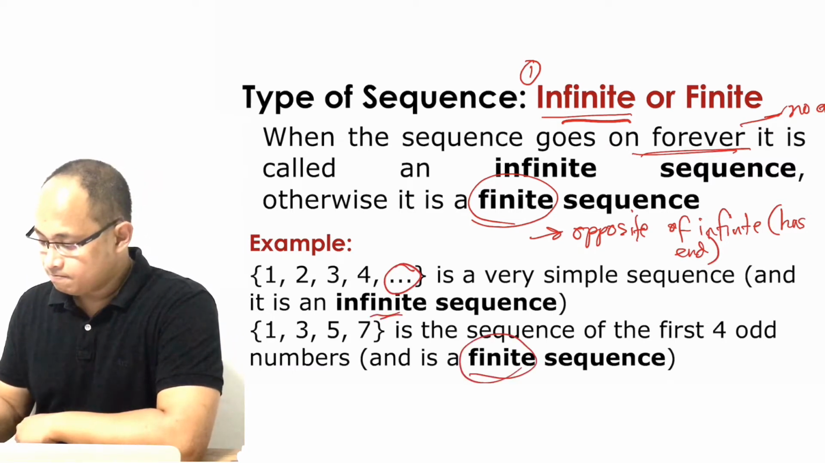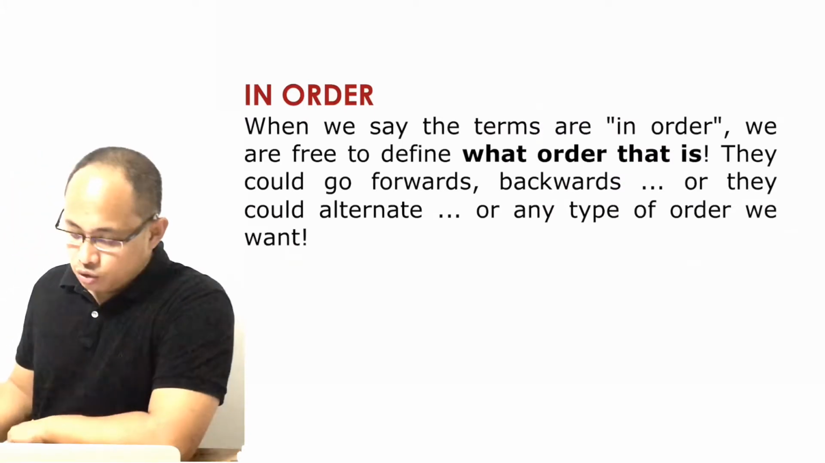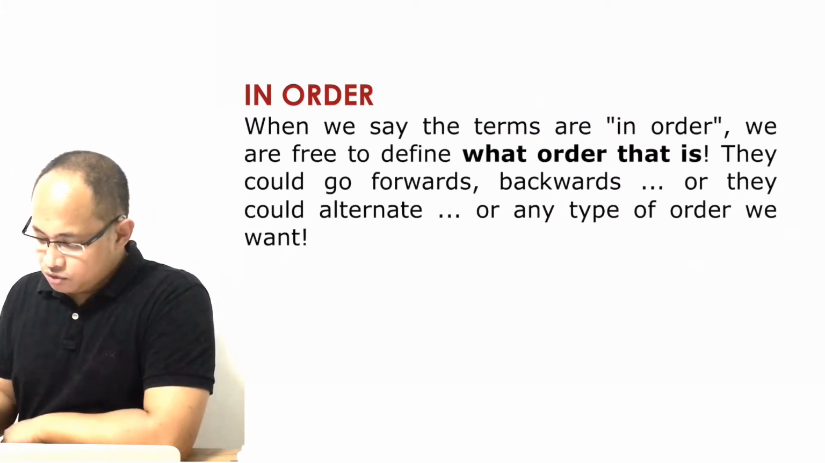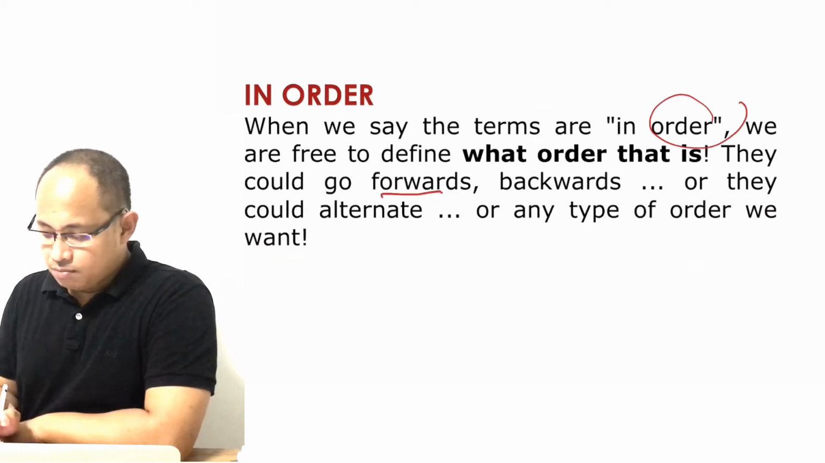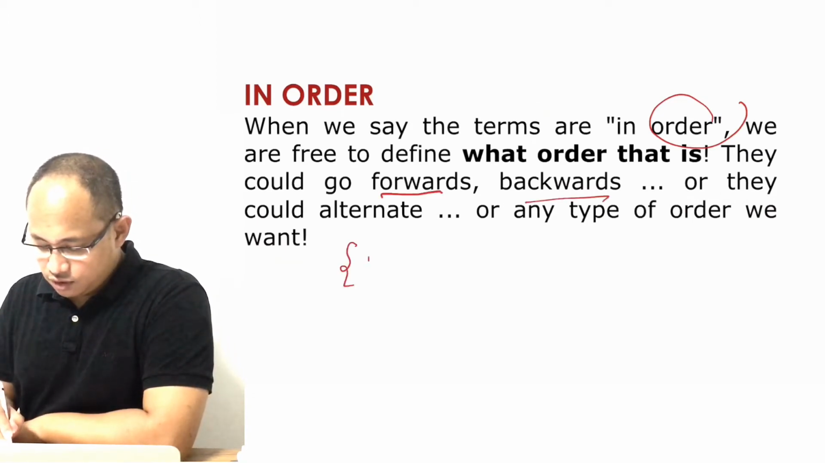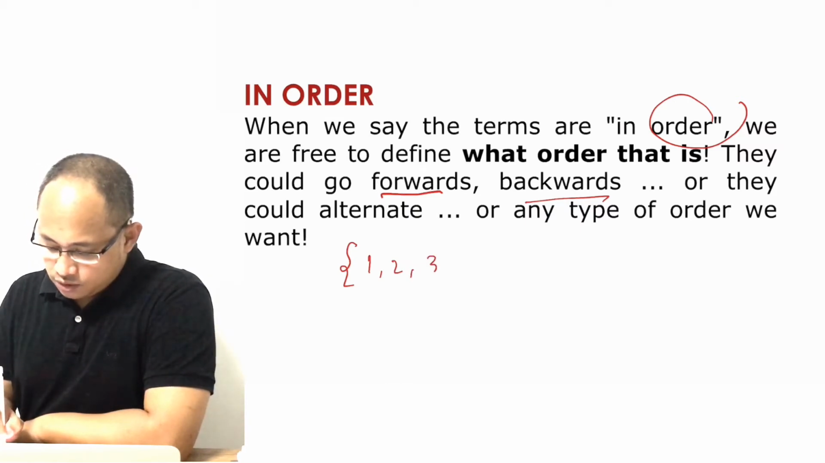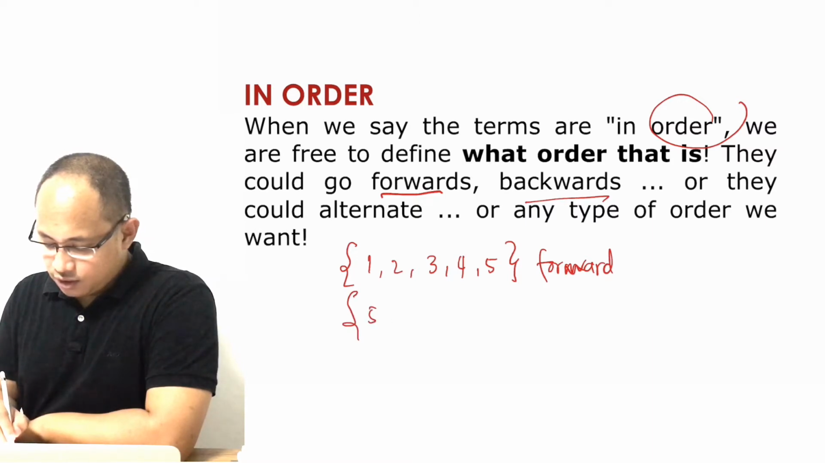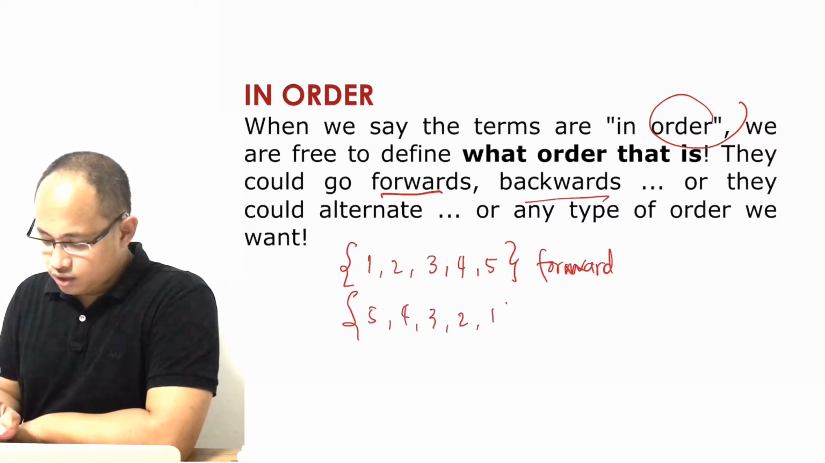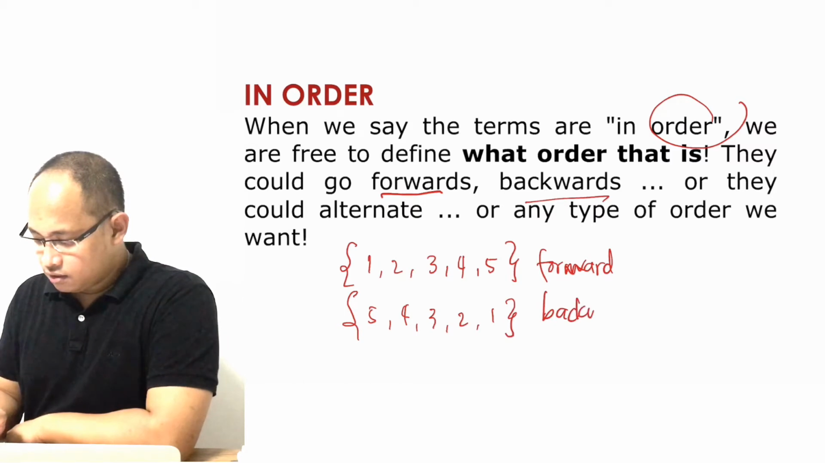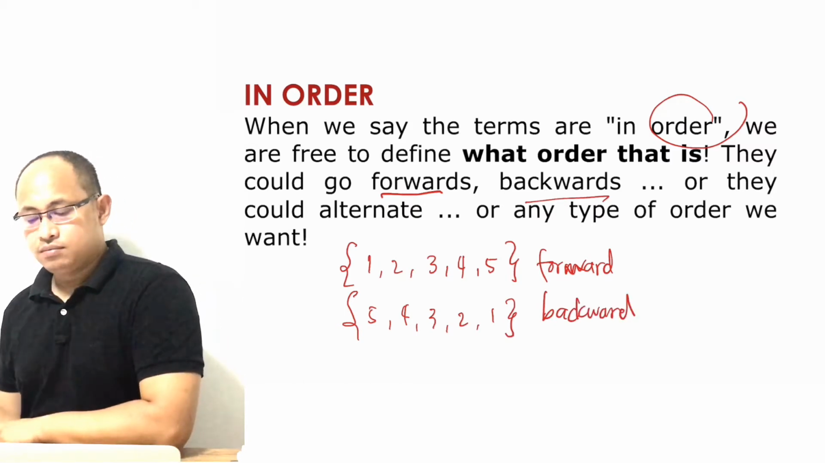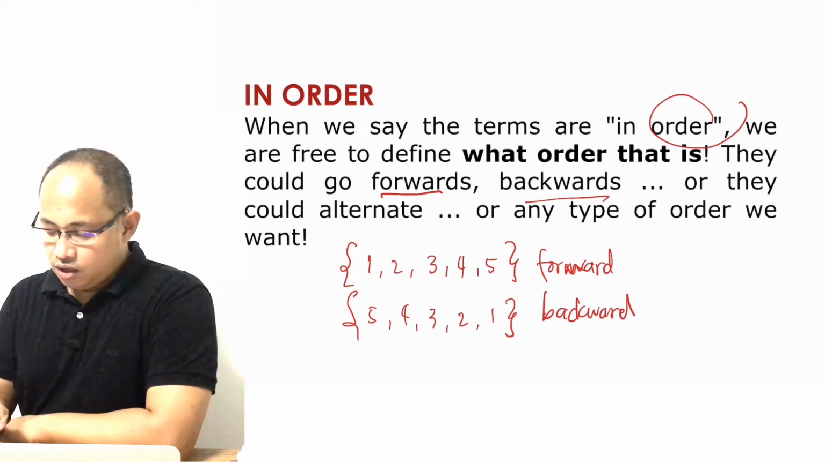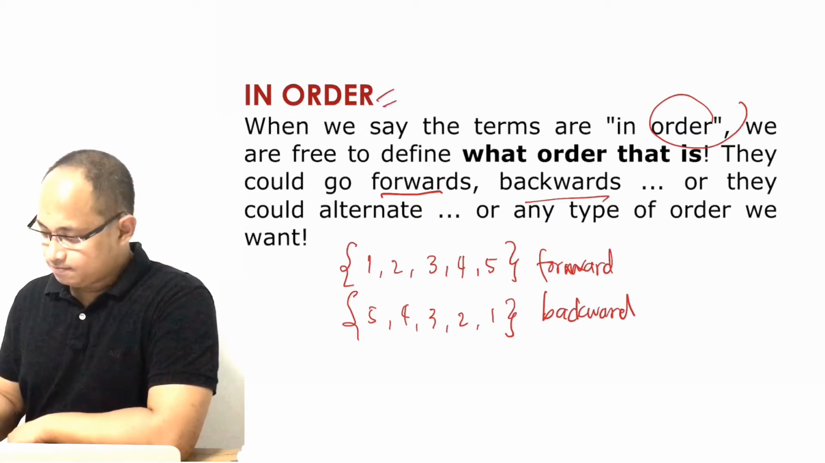Now we have here in order. In order means there is a specific order. It could either be backward or forward. For example, if you have 1, 2, 3, 4, 5, this is forward. The counting is going forward. Now if you have 5, 4, 3, 2, 1, it is going backward. So these are in order.